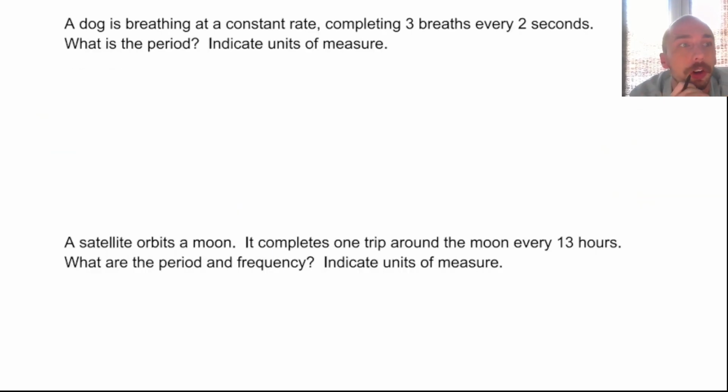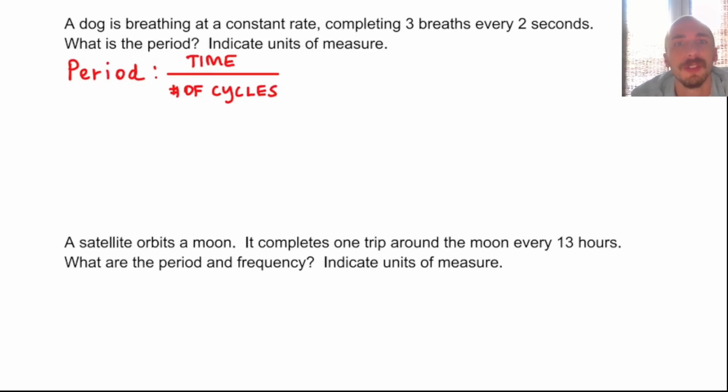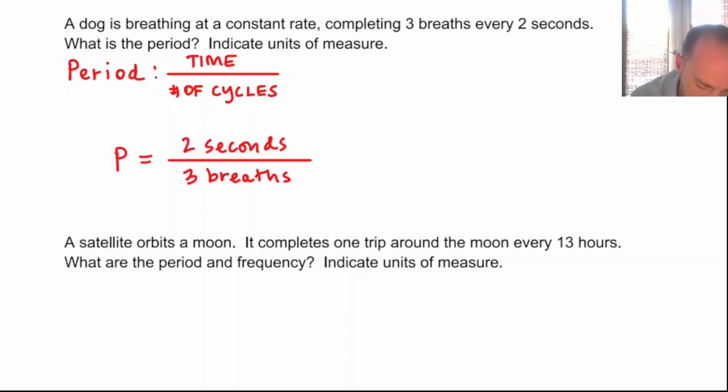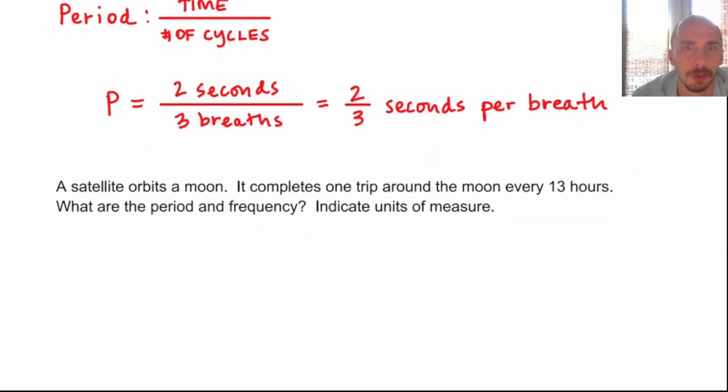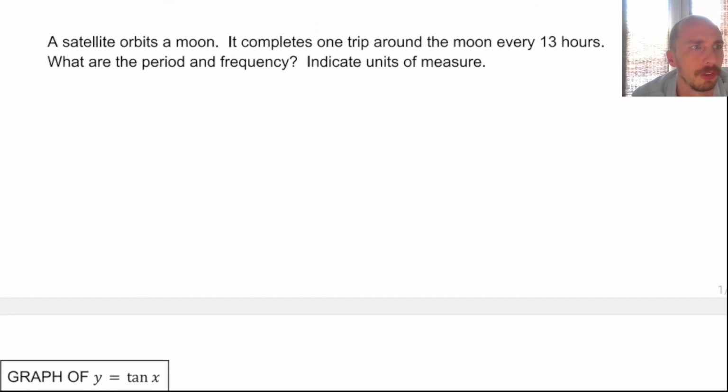And so here, if we've got a dog breathing at a constant rate, breathing 3 breaths every 2 seconds, and you're asked about the period, well, that's why I'm going to start with period, right? And I probably should have put this example above the other one, but it's all right. Remember, period is time divided by the number of cycles. So the time is 2 seconds, number of cycles is 3 breaths. So I'm going to say period is 2 seconds divided by 3 breaths. And the only thing I can do to simplify that, 2 over 3 is 2/3. And so I'm going to say 2/3 of a second per breath. That seems like it might be reasonable, especially if the dog's panting, breathes pretty fast.